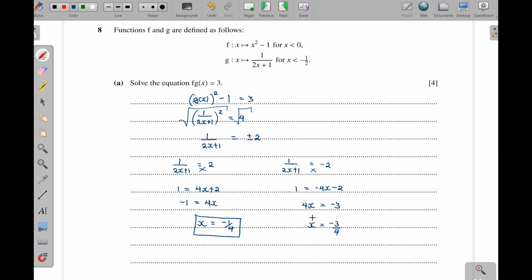Okay? And that is that. Then when we look at these two values here, for g, since we are putting g into the f, the x values must be less than 0.5. Okay, less than 0.5. But this one here is 0.25. So negative 0.25 is bigger than the negative 0.5. So meaning I'll dismantle this one here.